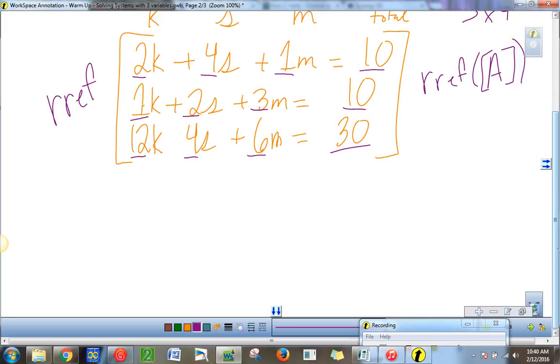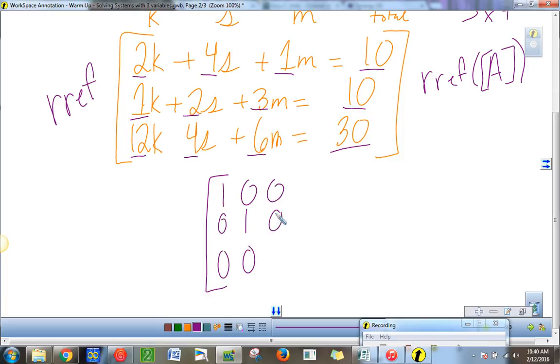You got to do all this stuff by hand in linear algebra. So you should get something that looks like this. And then your answers are right here. Did anybody get the numbers that go here? I did 1, 1.5, and 2. What do these numbers mean? This is your first column, Kit Kat. This is your Skittle price. And this is your M&M price.